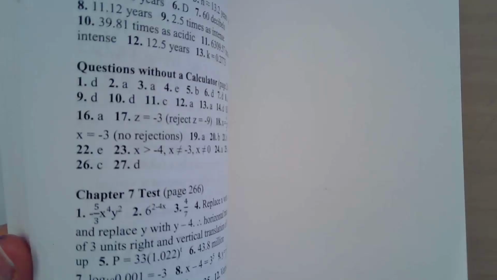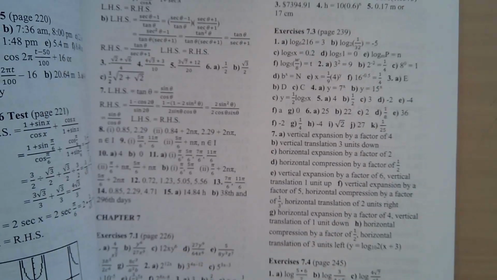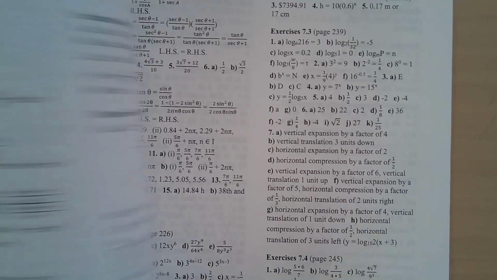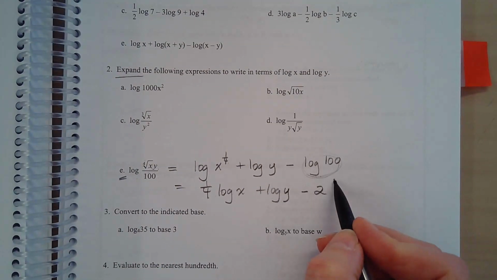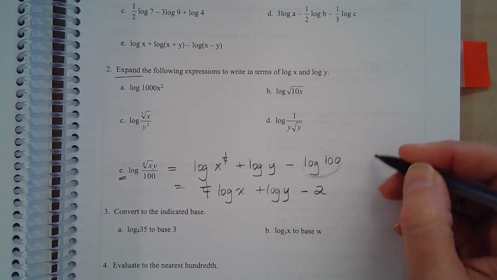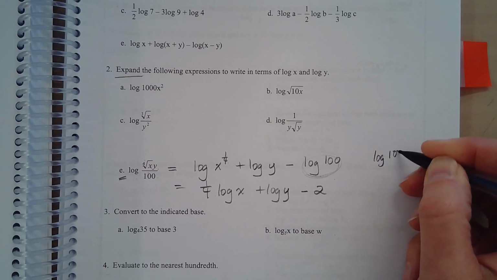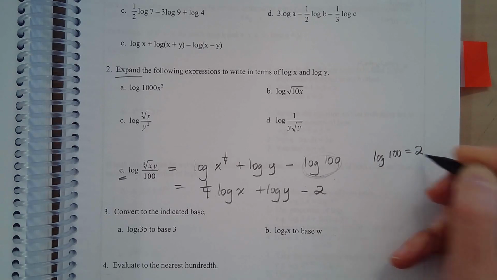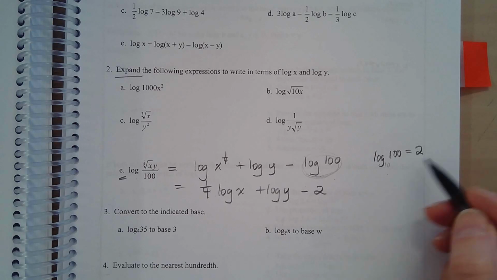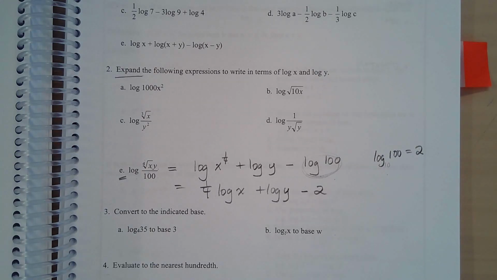7.4, number 2E. Did they? Yeah. So they just simplified that because I could actually find the log of 100. The log of 100 is 2. Where's the 2? Here. Log of 100 equals 2. Because there's a hidden base here, right? 10 to the power 2 is 100. Okay, any other questions?